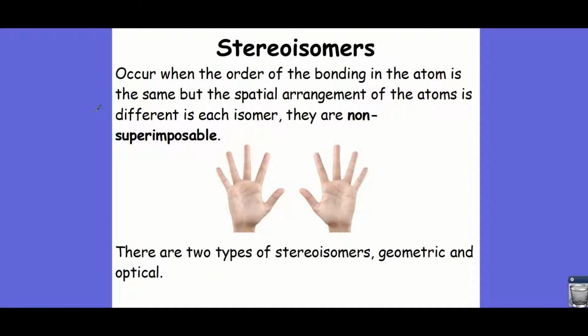So if you think about your hands, if you hold your hands out in front of you, no matter what way you arrange your hands, you cannot have them facing the same way and put one on top of the other perfectly. It doesn't work. Your hands you could class as stereoisomers. They are non-superimposable. And there are two types that we're going to look at. We're going to look at geometric stereoisomers and optical stereoisomers.